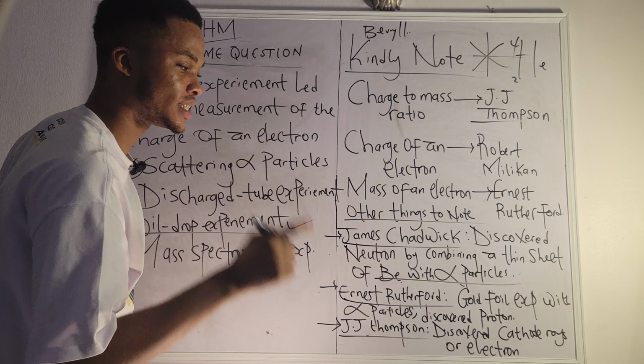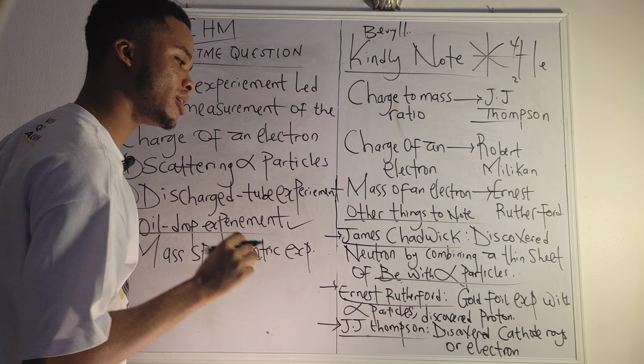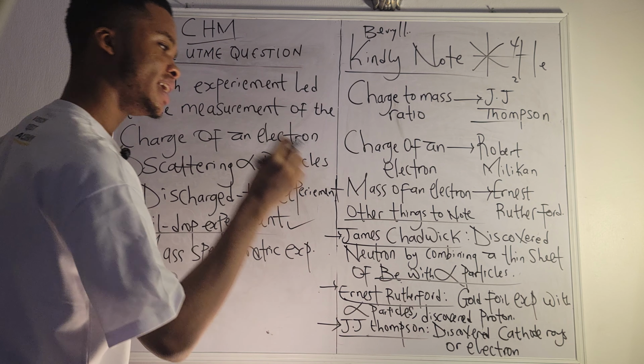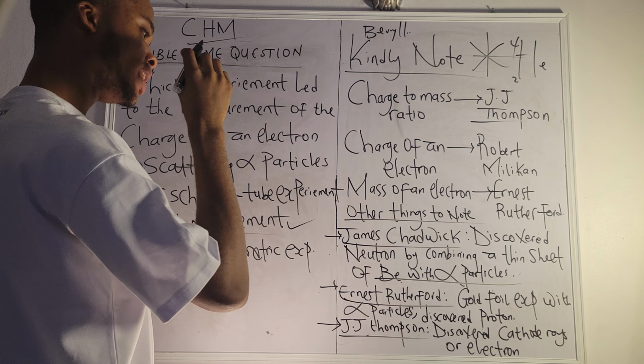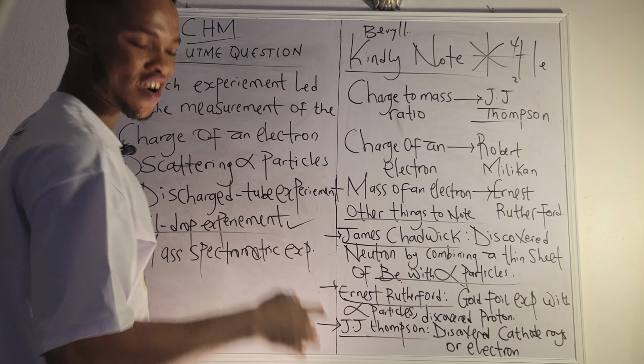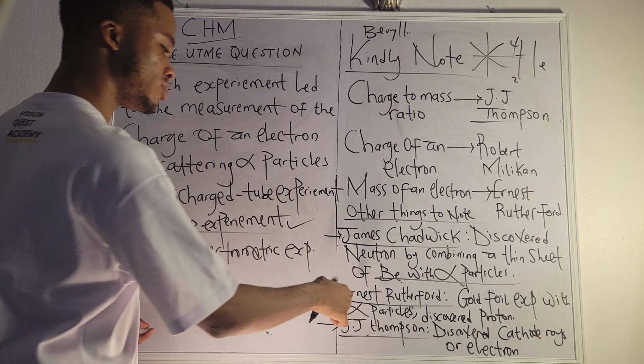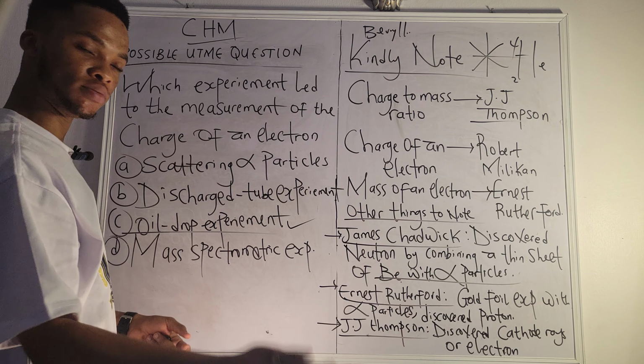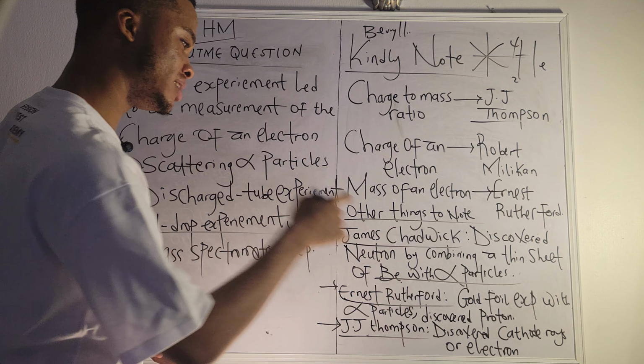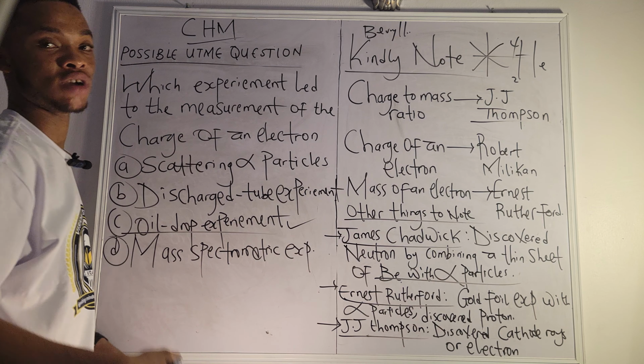Now for Ernest Rutherford, his experiment was called the gold foil experiment. In this experiment, he basically discovered the proton. We have the proton, the neutron, and the electron, so he was the one that discovered the proton, by bombarding gold foil with alpha particles. You can be asked this also.